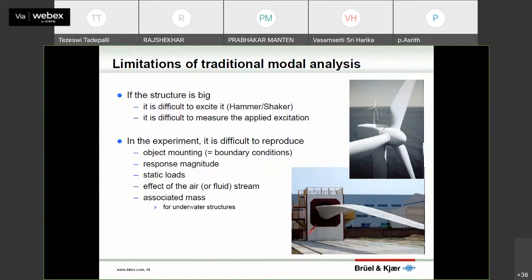It is difficult to reproduce the boundary conditions, static loads, effect of the air, associated mass, and especially in fluids like in underwater structures or in the air. It is very difficult to measure any of the forces. And then we look at operational model analysis or SHM for this.